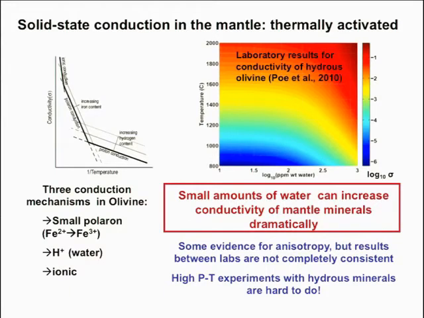So there's a lot of sensitivity of mantle minerals to water, so EM has a potential to be a way to understand something about hydration state. There's some evidence for anisotropy, but as it says here, results between labs are not completely consistent. There's a couple of different groups that have argued extensively. And my conclusion is that these high PT experiments with hydrous minerals are difficult to do because you have something that's volatile and you've got to keep it where it's supposed to be in order to do the experiment.